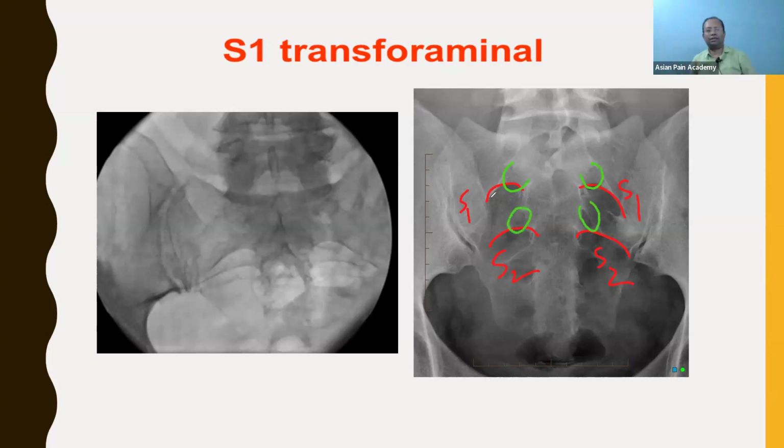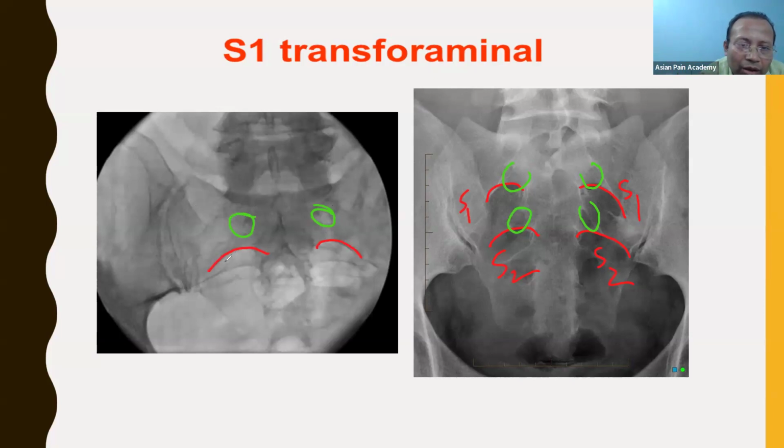Okay, so you can see the posterior foramens are a bit above. Here also you can see S2 is not clearly seen, but S1 is seen. So this is the posterior foramen and this is the anterior foramen. Okay, so this is the epi view.